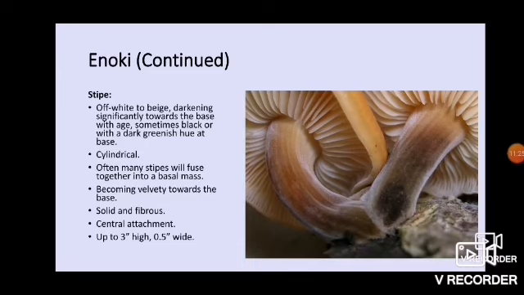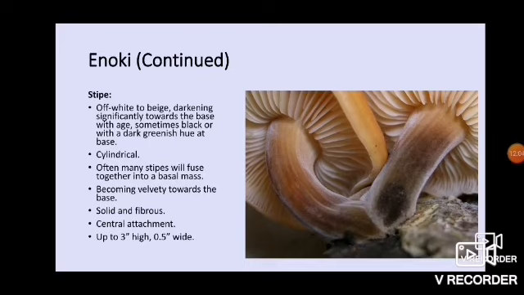So the stipe is another way to ID this mushroom. It is off-white to beige, darkening significantly towards the base as it grows older. It'll darken to kind of a blackish, but with an olive or a green hue. So that's kind of a unique quality to them. It's hard to see in this picture. In real life, when you're looking at them, you'll see that green more prevalent. They are cylindrical, so of equal width throughout. And often many stipes will fuse together into a single basal mass, as you see these ones doing.